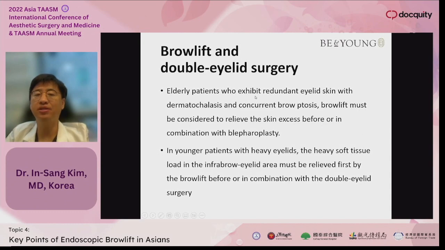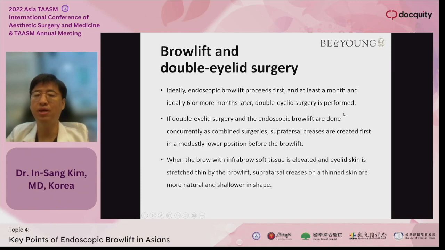So for the elderly patients with redundant eyelid skin, you have to consider the brow lift first before or in combination with the brow blepharoplasty. But in younger patients also with heavy eyelids, the heavy soft tissue should be lifted first by brow lift or in combination with the double eyelid surgery. So then you can have much better results.